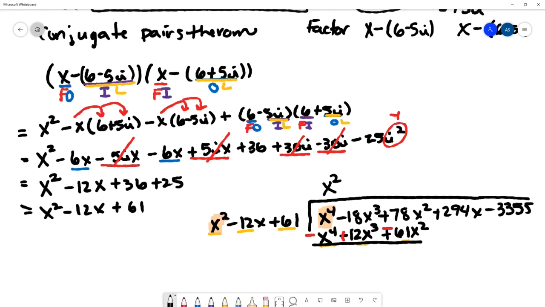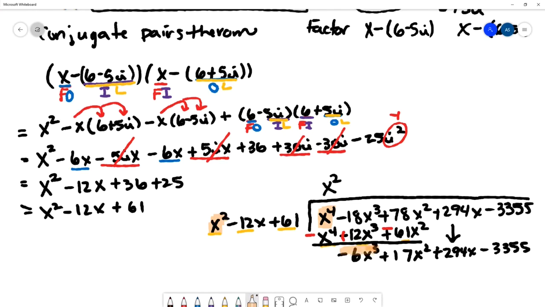X to the fourth minus x to the fourth is 0. Negative 18x cubed plus 12x cubed, that's a 6x cubed, and it should be negative. And 78 minus 61, let's see, that would be 17x squared, and that's a positive. I'll also go ahead and bring down my next terms, 294x minus 3,355. Now we repeat that process over again.